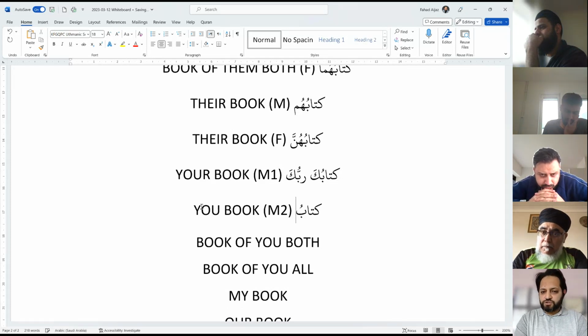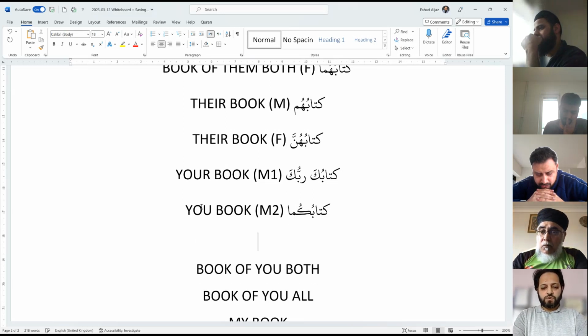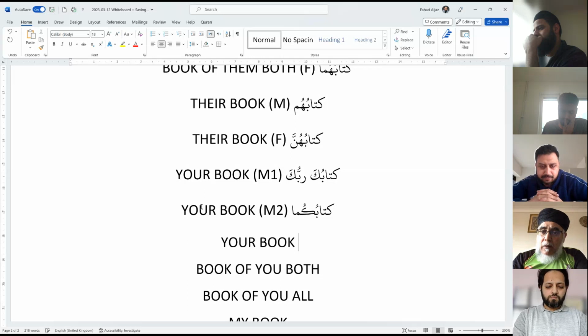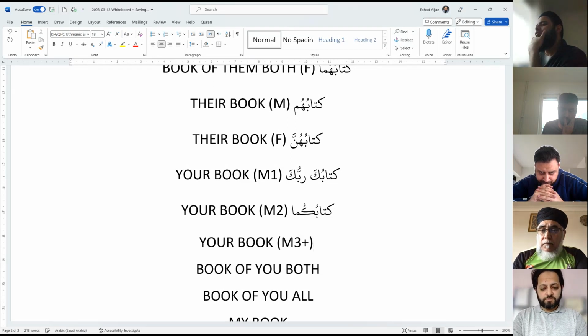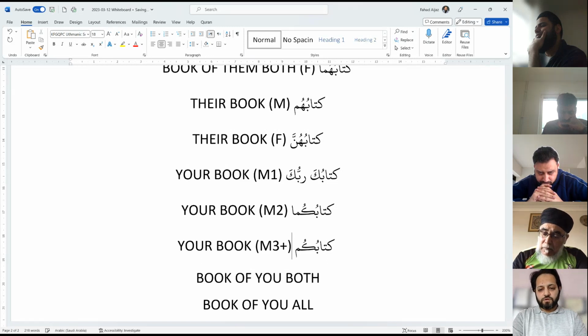Kitabu, and the attached version of the dual masculine is kuma, if you remember, right? Yes, sir. Kitabu kuma. Your book. Kitabuki. No, we're doing the masculine plural first. Okay. Kitabukum. Kitabu and kum. Very good.